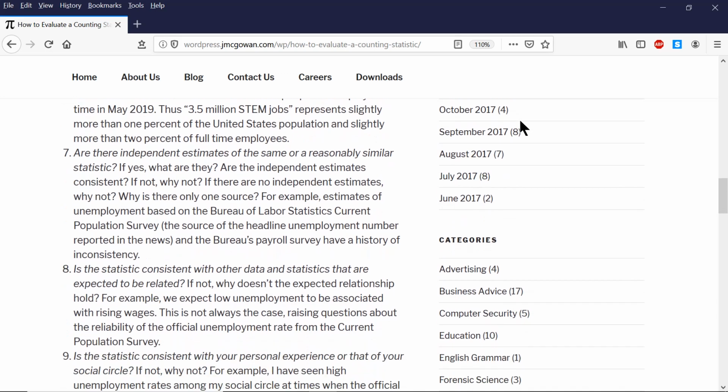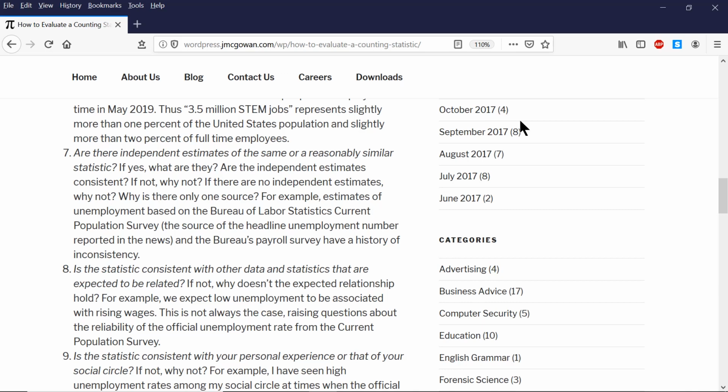Are there independent estimates of the same or reasonably similar statistic? If you only have one source, you have a single point of failure, something wrong with that source. If there aren't, why aren't there? Why aren't more people measuring this statistic? It's a fact that a lot of widely used statistics come from the government, and there really isn't an independent check on those statistics other than maybe other statistics the government puts out.